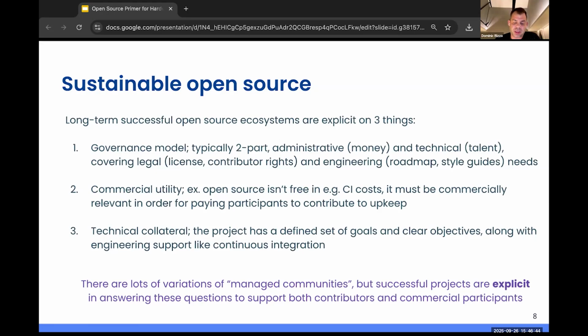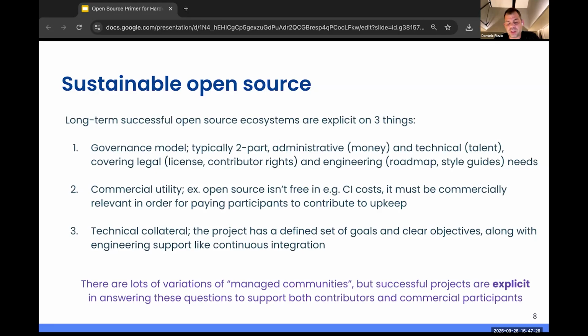So typically, managed ecosystems, which are the most long-term successful style of open source project, explicitly agree on three different items. One is the governance model, which is typically two parts. An administrative component, which handles collection and disbursement of funds from the various participants, as well as a separate technical organization that's more focused on making the right technical decisions for the overall health of the project. Obviously, those two governance components tend to interact quite a bit, but they do have separate domains of concern.